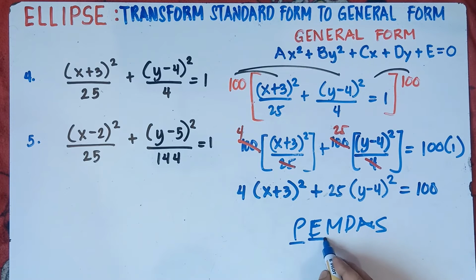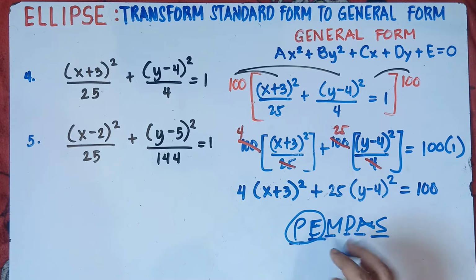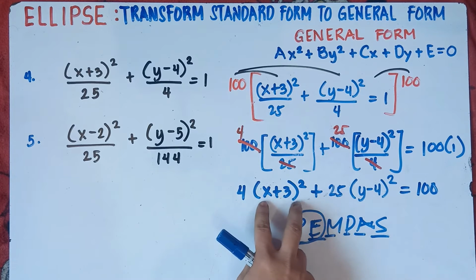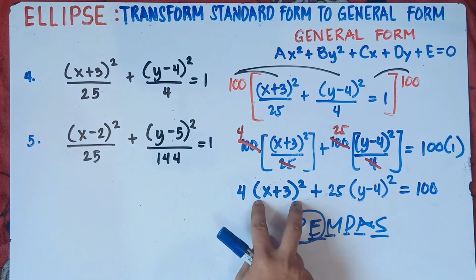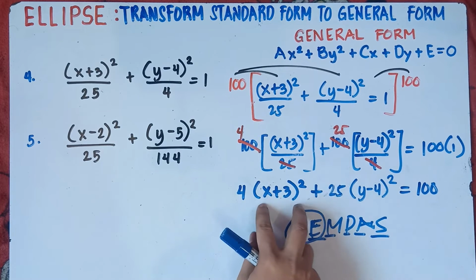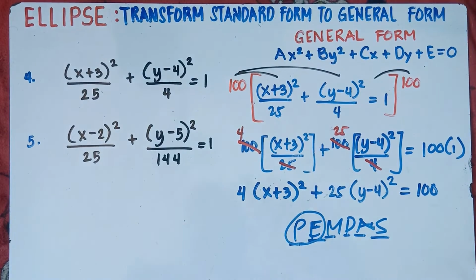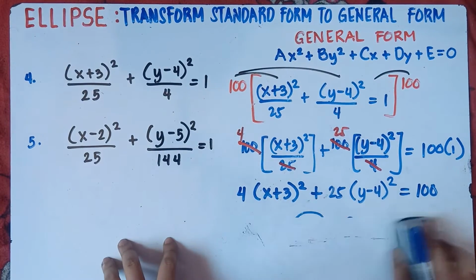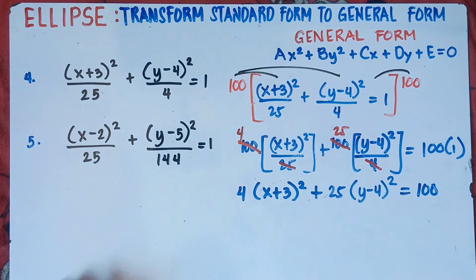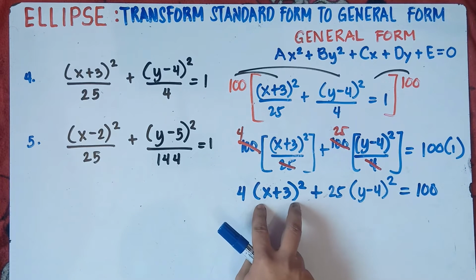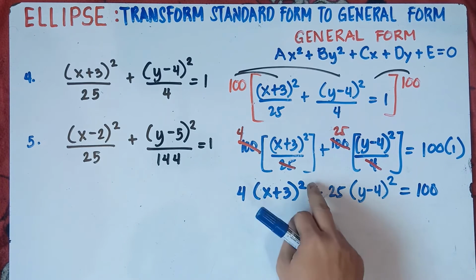Parentheses, exponents, multiplication, division, addition, subtraction. So parentheses and exponents come first before multiplication. You need to simplify this one first, before multiplying it by 4. So this will be x, quantity x plus 3 squared.